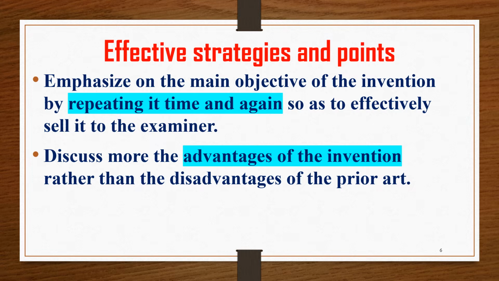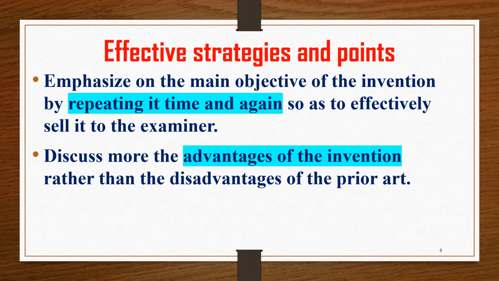Now, some effective strategies and points. Let us discuss. First point, emphasize the main objective of the invention by repeating it time and again so as to effectively sell it to the examiner. Fine. That means the main objective of the invention should be emphasized. And how? The process is by repeating it time and again so effectively that it can be sold to the examiner.